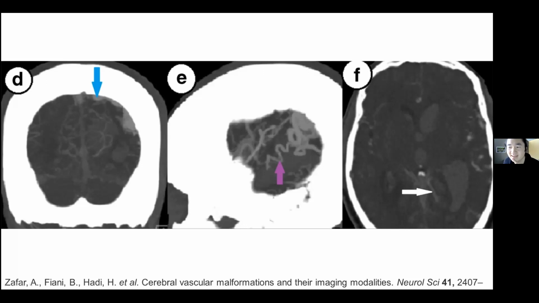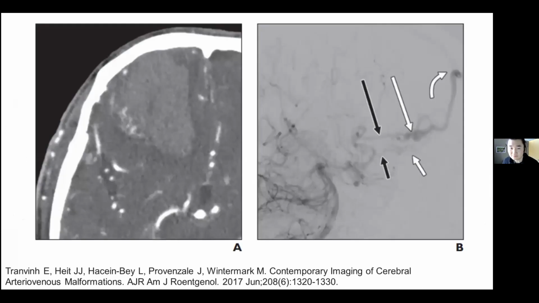Not 100% sure. But certainly, the point being, for a lot of the CTA studies, you can identify the nidus location and oftentimes a lot of the major feeding and draining vessels.